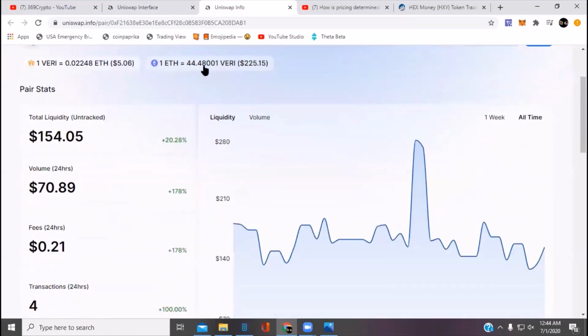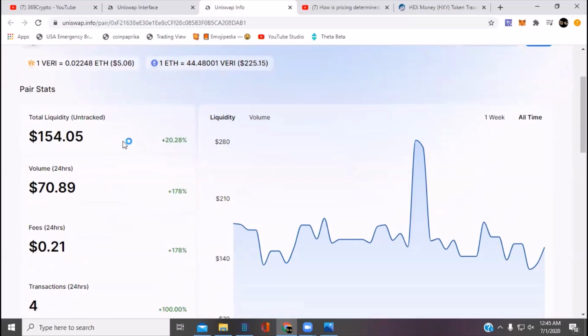So 1 Ethereum equals 44.4. They're repeating numbers today. 444, that's an angel number. You know what I'm talking about. 44.48 Ferry, 225 value on that side. Or 1 ETH is worth 225. 1 Ferry is worth 506.